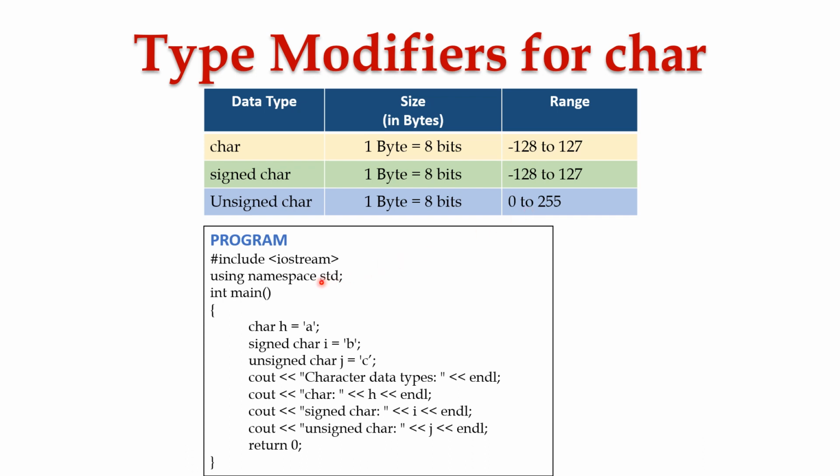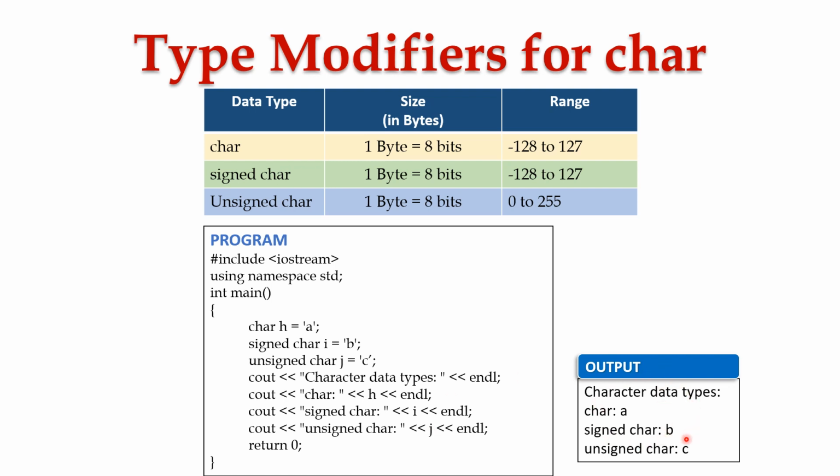In this example program, let's learn how to declare and assign the values for type modifiers for characters. The statement char h is equal to 'a' within single quotes represents that the variable h is declared as character data type and assigned with value a. Since it is character data type, the value should always be given inside single quotes. Next, the variable i is declared as signed char and assigned with value 'b' given inside single quotes. The variable j is declared as unsigned char and assigned with value 'c' within single quotes. Using cout statement, the values of h, i, and j are displayed to the user as shown in the output.